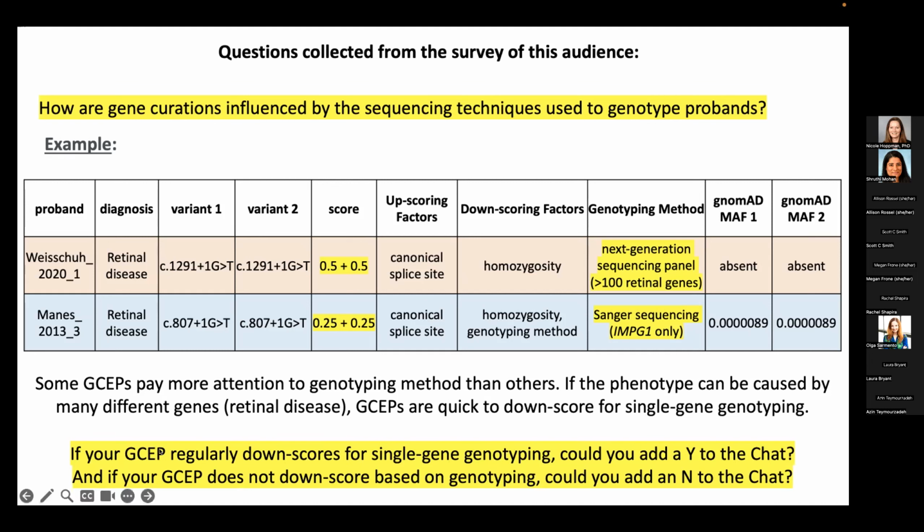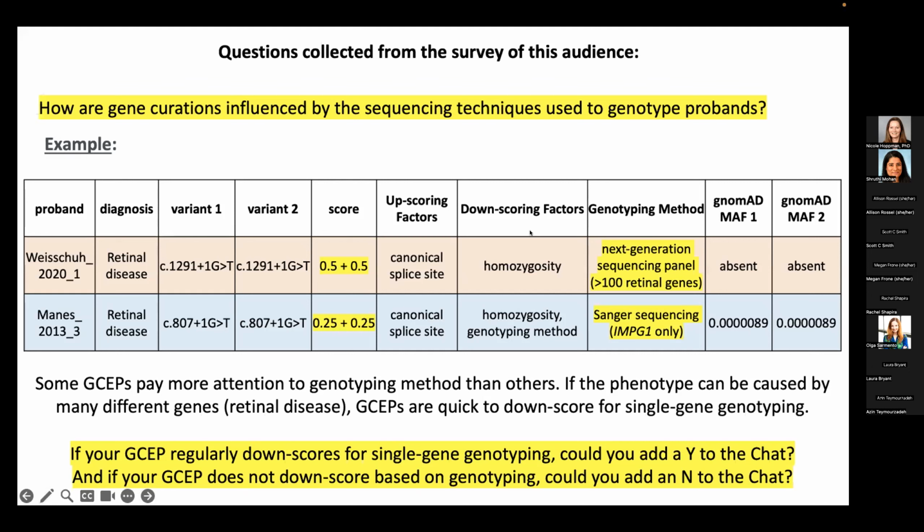And so I wanted to ask you a quick question. Those of you who are paying really good attention, if you could put a response in the chat. If you are part of a GSEP that regularly does downscore when you're underwhelmed by the genotyping, could you put a yes in the chat or a Y? And if you're part of a GSEP that doesn't really worry about genotyping that much when you do your scoring, could you add a no or an N to the chat? Thanks for participating. It's a way to get a sense of whether this question has one universal answer, or does it really depend on what group we're working for?